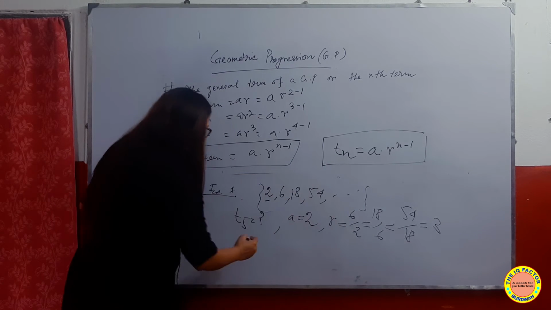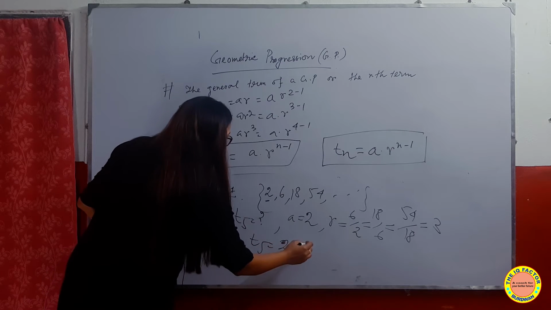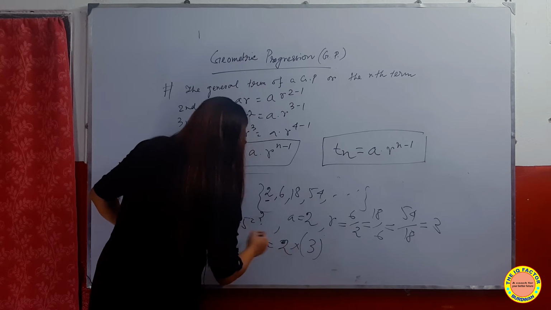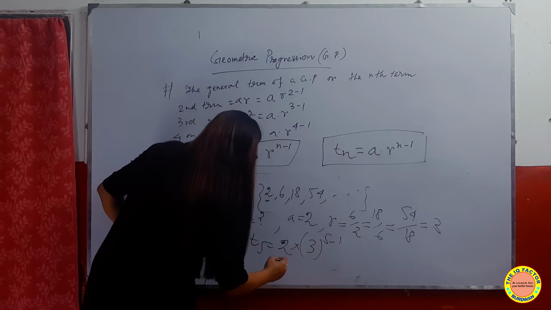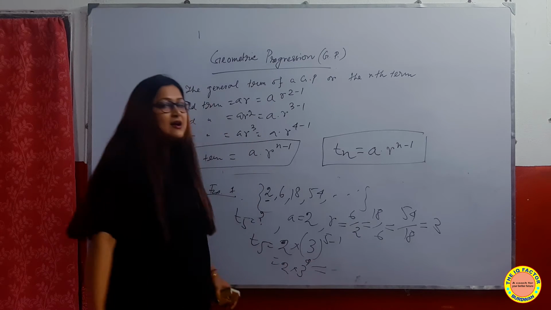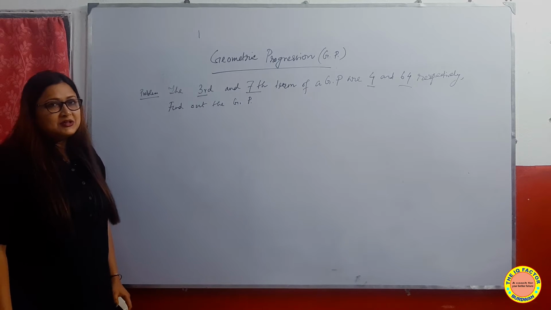Now put here T5. T5 is what? 2 into R, R means 3, to the power N minus 1, N here is 5, so it is 2 into 3 to the power 4. This is the answer. Let us discuss one problem in GP.